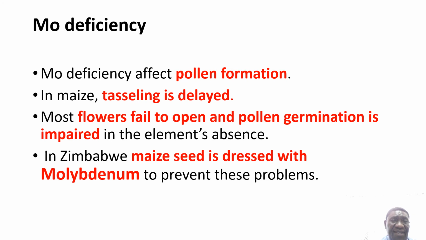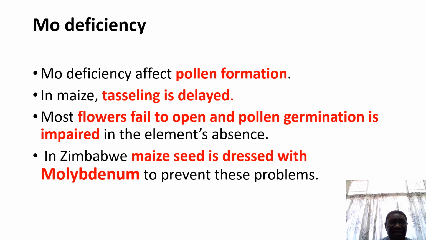Molybdenum deficiency. Molybdenum deficiency affects pollen formation. In maize, tasseling is delayed. Most flowers fail to open and pollen germination is impaired in the element's absence. In Zimbabwe, maize seed is dressed with molybdenum to prevent these problems.